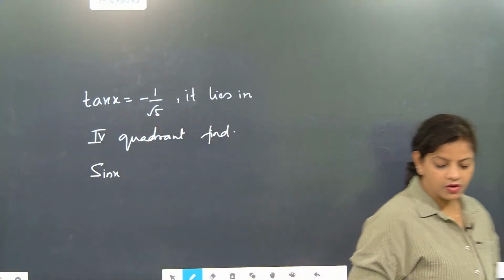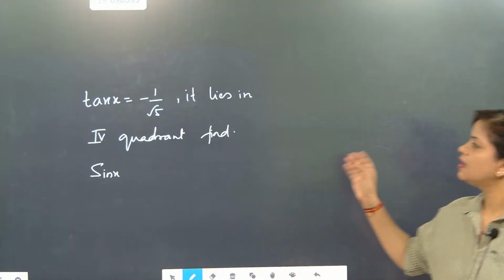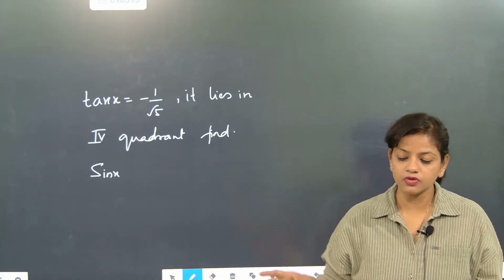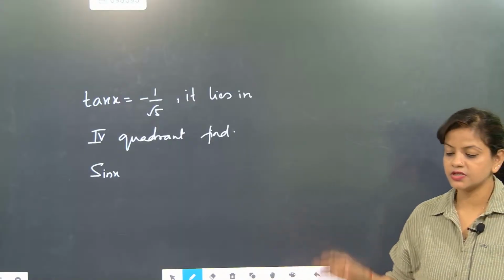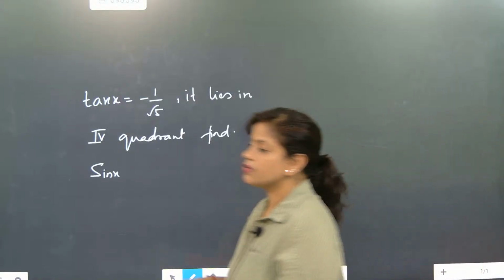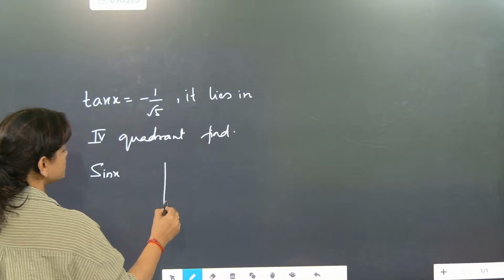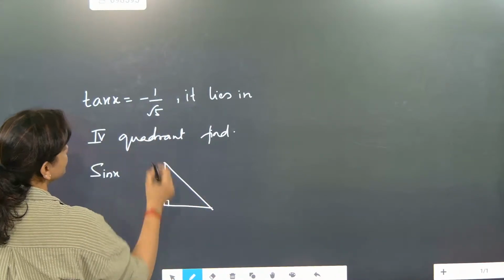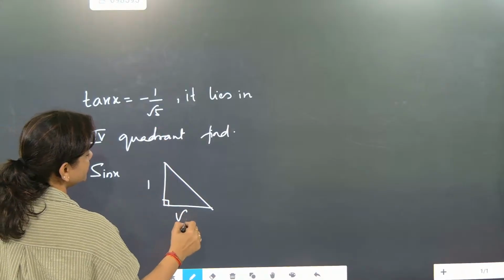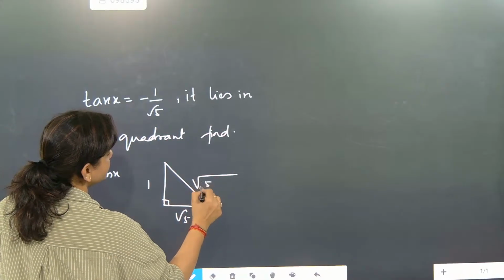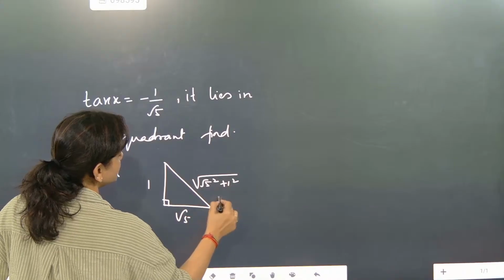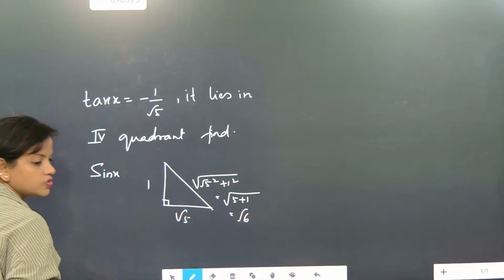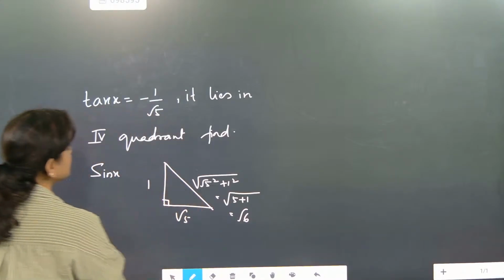When they give you a question like tan x is equal to minus 1 by root 5, and they tell you that it lies in the fourth quadrant, then what is the value of sin x? If they ask you this question, what are you going to do? Just use the triangle concept and finish it. Using the triangle concept, the perpendicular will be 1 and the base will be root 5. So root 5 square plus 1 square gives 5 plus 1, which is 6, so the hypotenuse is root 6. Understood? Once it comes as root 6, start solving the question.